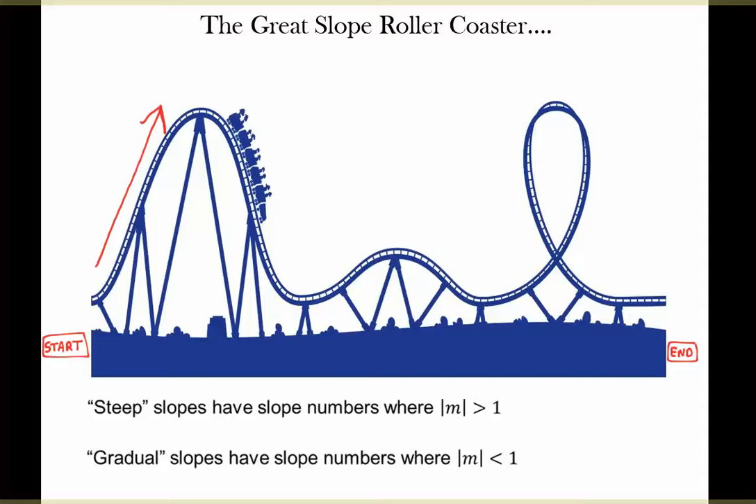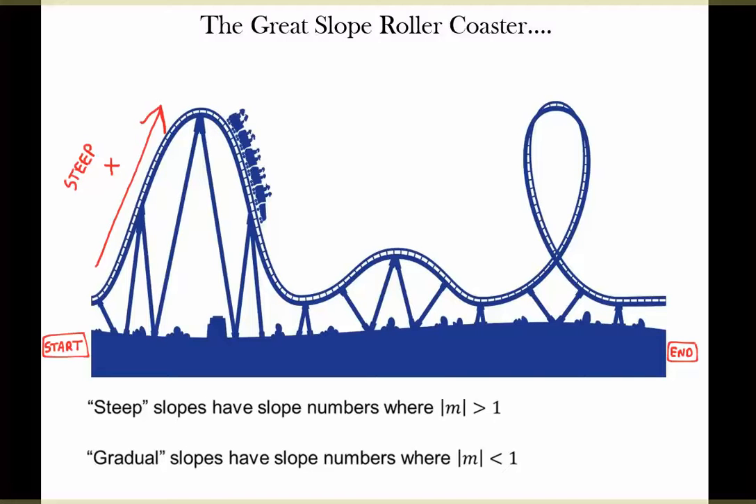Well, it's going up, and up is associated with positive. Okay, so that is a positive slope. Now, would you describe this as steep or gradual? Most of us would probably go with steep. That first section of the roller coaster there is going up, it's positive, and it's also steep.